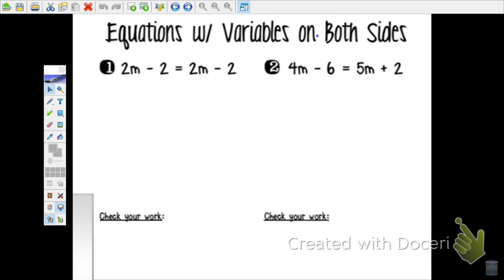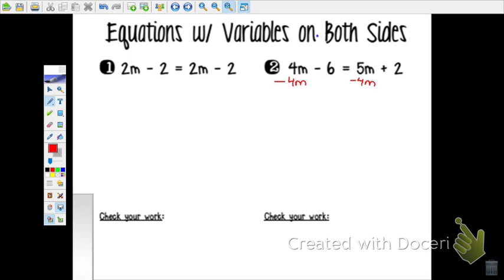What I tell students is always to get rid of the smaller variable term, because then you're going to eliminate having negatives with your variable. So pick on the little guy. In number 2, I have a 4m and a 5m. I'm going to pick on the little guy, so I'm going to get rid of 4m. What am I going to have to do to get rid of 4m? Kasha? I'm going to subtract 4m, and whatever I do on one side, I have to do on the other side.